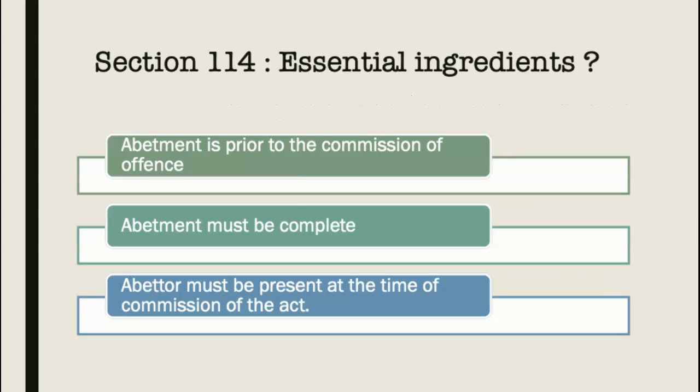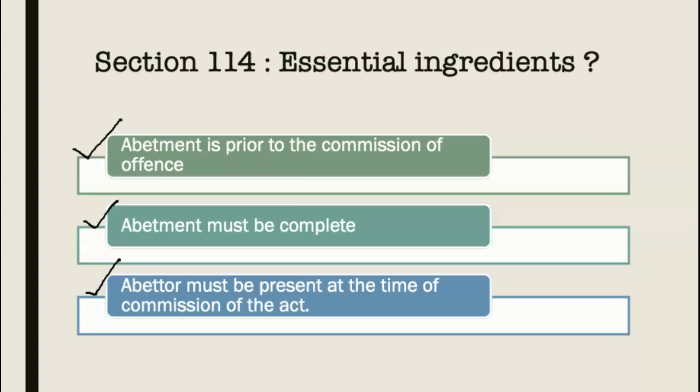There are three broad ingredients of section 114. Firstly, abetment is prior to the commission of the offence. Second, abetment must be complete. And third, the abettor must be present at the time of the commission of the act. Fulfill these three ingredients and the section provides that the abettor shall be deemed to be liable for the punishment as if he had himself committed the offence.